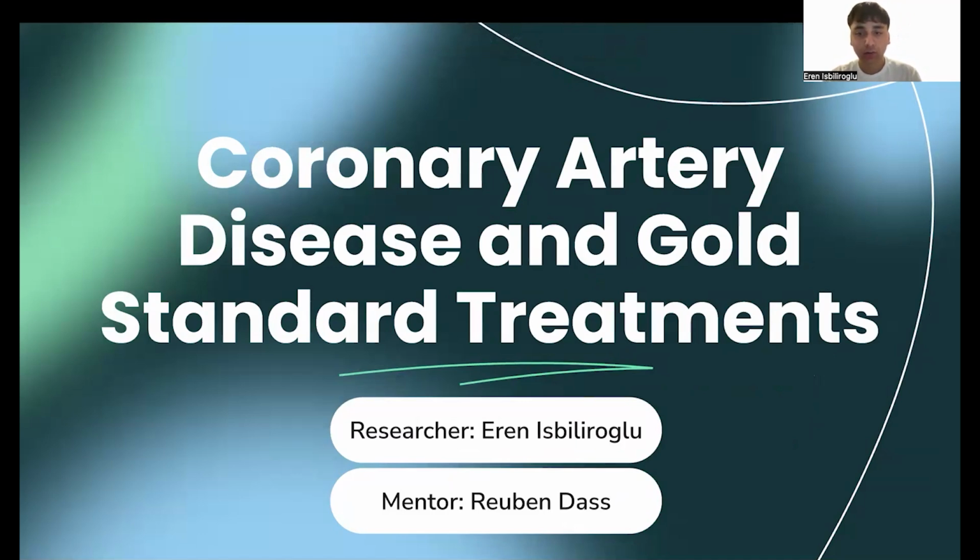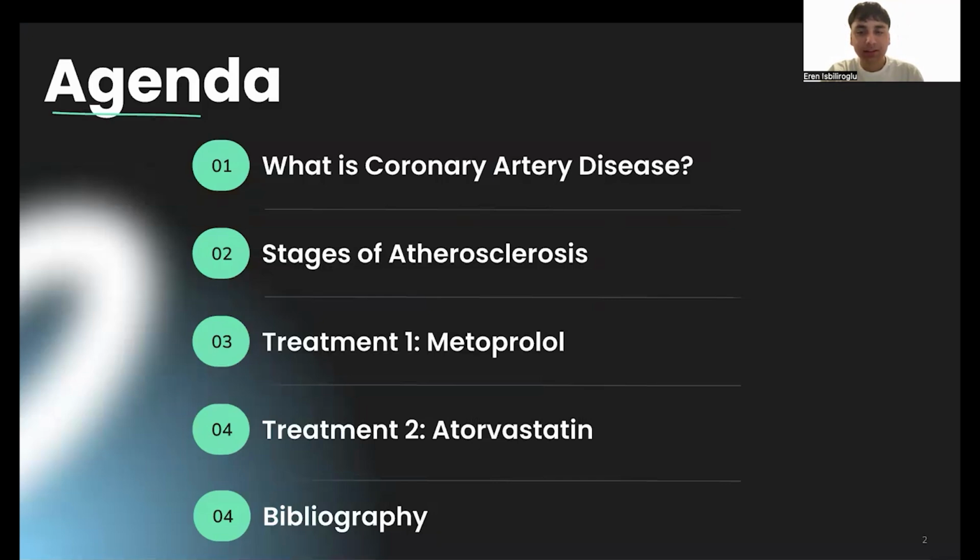In my elevator talk, we will discuss coronary artery disease, which I will abbreviate as CAD, and its gold standard treatments. Here is our agenda. We will go over what CAD is, transition into how atherosclerosis fits into the picture, and then learn about the CAD treatments metoprolol and atorvastatin.